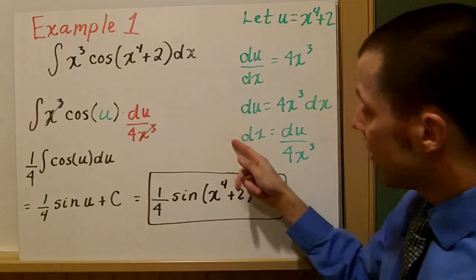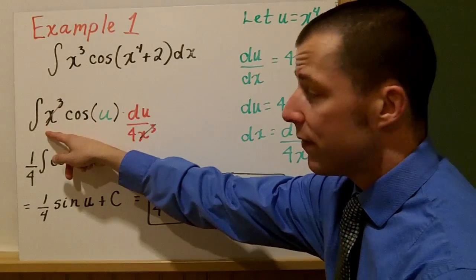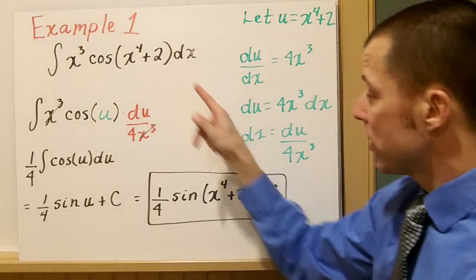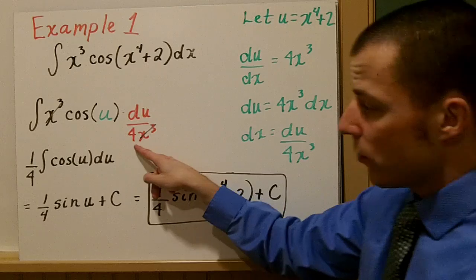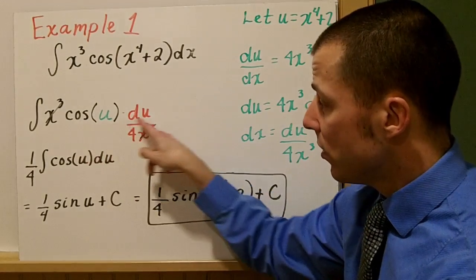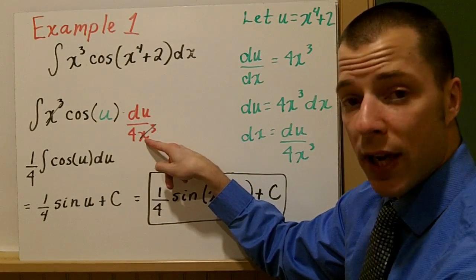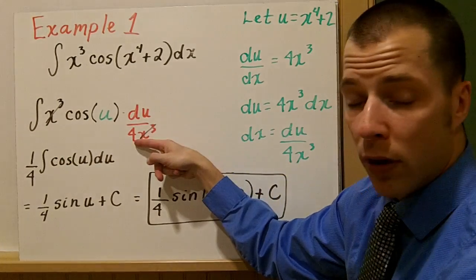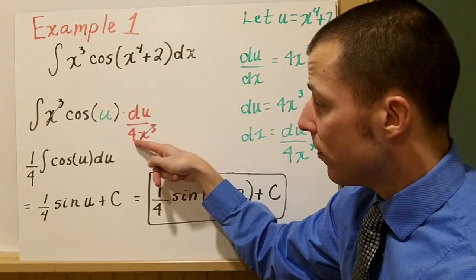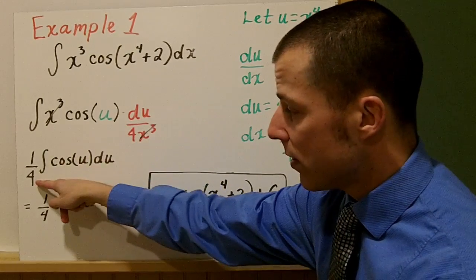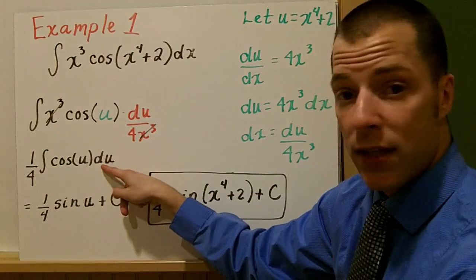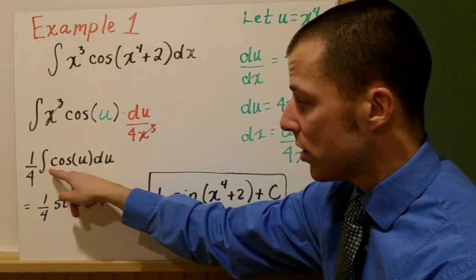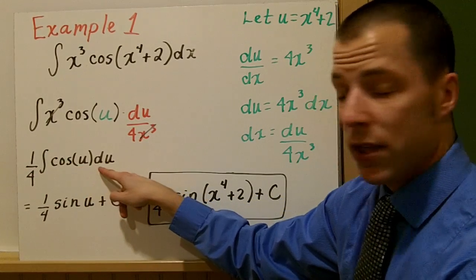After I solve for dx, I look back at the integral, and wherever I see dx, I substitute dx with du over 4x cubed, which is what I've done here. By doing that, I'm able to cancel out the x cubes. So I'm just left with du over 4, or 1/4 du. The 1/4 comes out front of the integral, so I have 1/4 times the integral of cosine of u du.